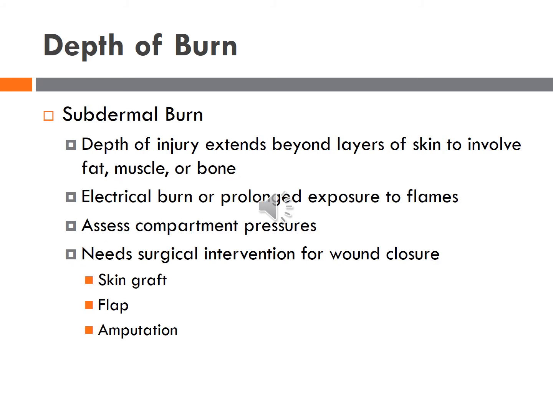A subdermal burn involves injury beyond the skin. It involves fat, muscle, or bone. Usually this is a result of an electrical burn or significant exposure to flames. Because you're into fat, muscle, or bone, the tissue damage and the structure damage could affect compartment pressures. These types of wounds will need surgical intervention to close, either with a skin graft, a flap, or if that's not possible, an amputation.